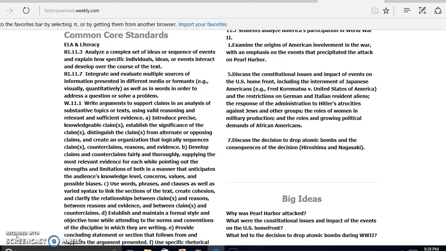Also on the left-hand side of the page, you can see the Common Core standards that we'll also be following. I'll just briefly go into a couple of these. For example, we'll be analyzing a complex set of ideas or sequence of events to explain how specific individuals, ideas, or events interact and develop over the course of a text. We'll be writing arguments to support claims in an analysis of substantive topics or texts using valid reasoning and relevant, sufficient evidence.